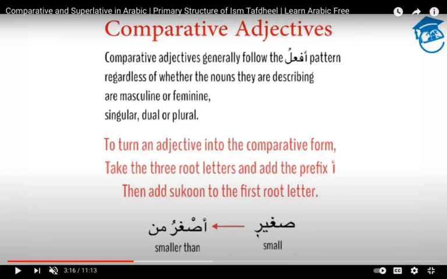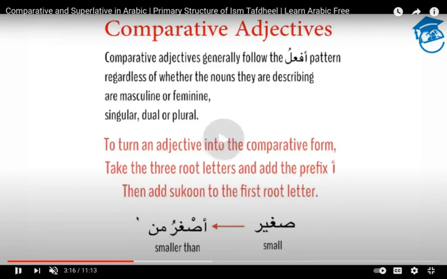You are going to ask me a question. Why did I not take the ya? The ya here is not part of the root. It's not part of the base form. Ya is just to make it a long vowel. I said صغير. For this reason, it's not part of the root. The sad is part of the root, the ghain is part of the root, and the ra. What do I do? I keep them and then I add at the beginning the prefix alif with the hamza, and I put a sukun after the alif. أصغر, أكبر.